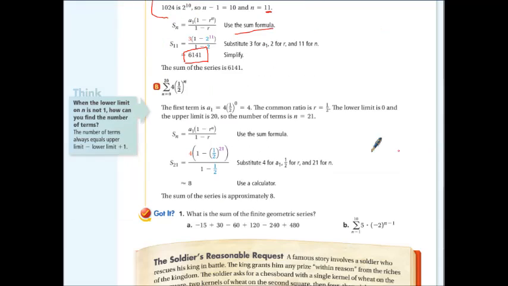Okay? If we take a look right here, here it is in summation notation. So the first term is a1 equals 4 times 1/2 to the 0 equals 4. The common ratio, that's right here, is 1/2. The lower limit is 0 and the upper limit is 20. So the number of terms is 21. Okay, that's key. We started with 0, not 1. We plug everything in. We can use a calculator on this one, and we get about 8.